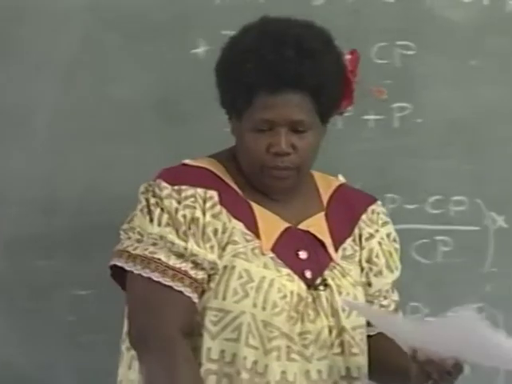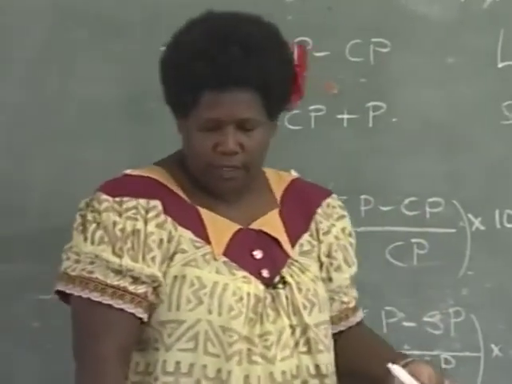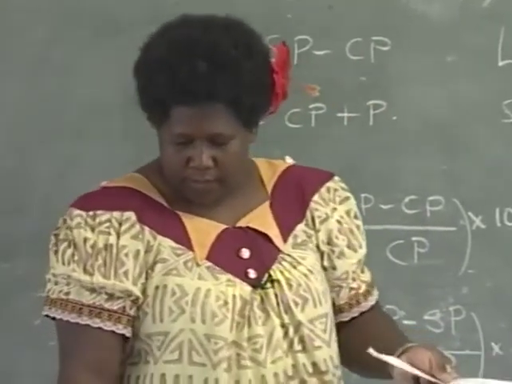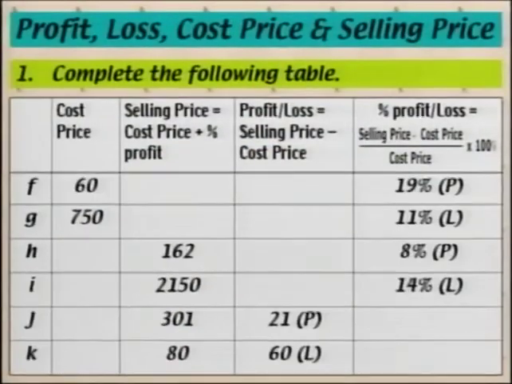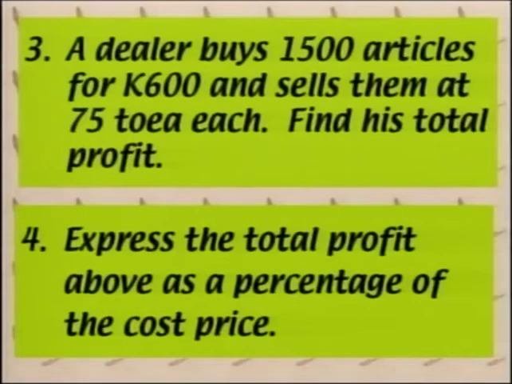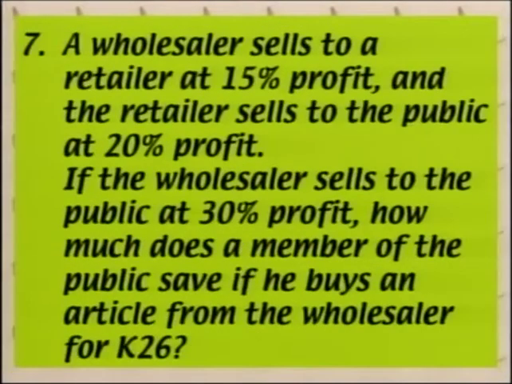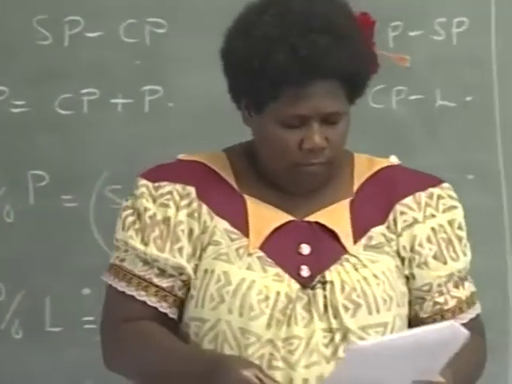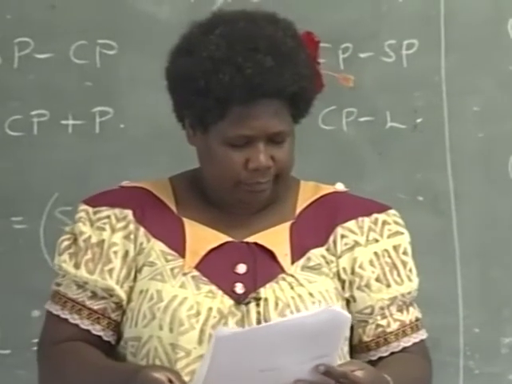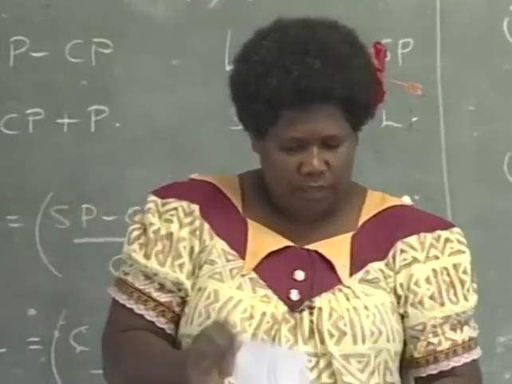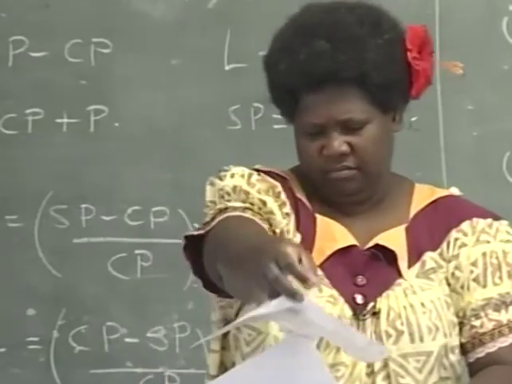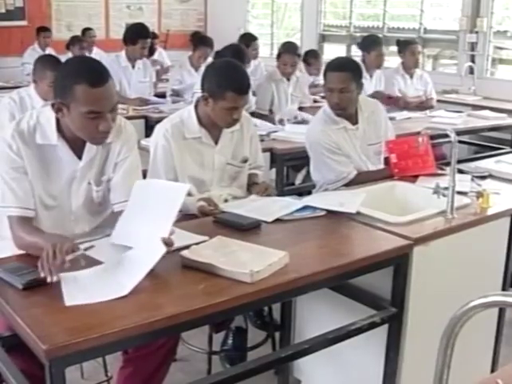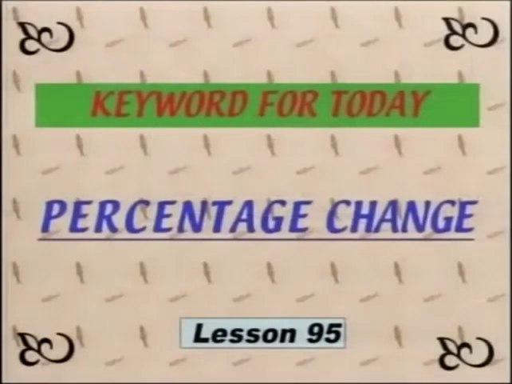Okay, so what you are going to do, you are going to fill in the table for homework. You are also going to do question 2 to question 7 for homework. So fill in the table up to question 7 for homework. Okay, the keyword to remember is percentage change.